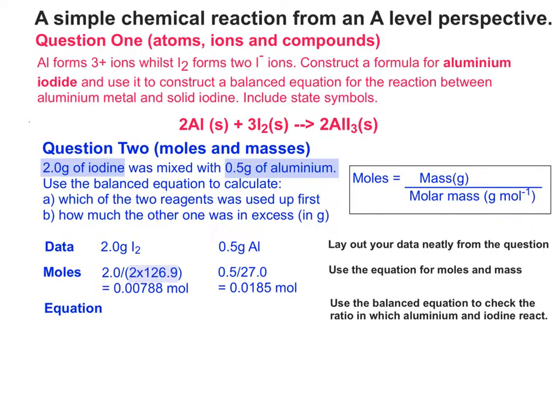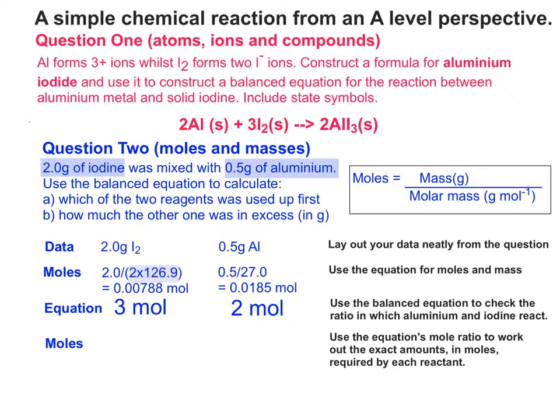So the next thing to do is to check the equation. And the balanced equation tells us that the ratio in which aluminium and iodine react with each other is 2 to 3. So this bit's a little bit harder. You've got to use the equation's mole ratio, that 3 to 2, to work out the exact amount in moles required by each reactant.